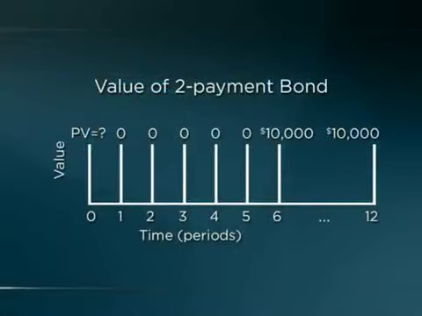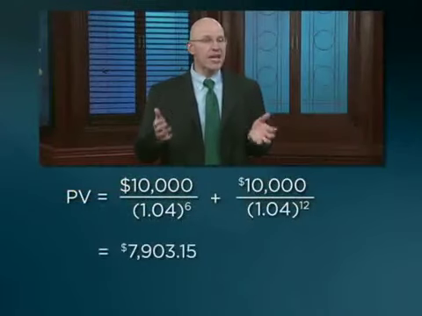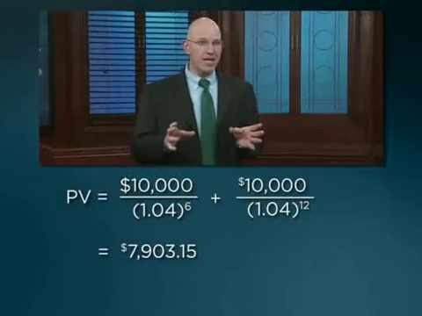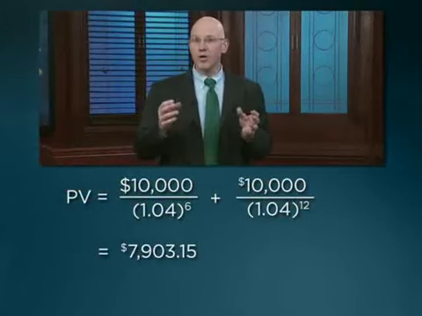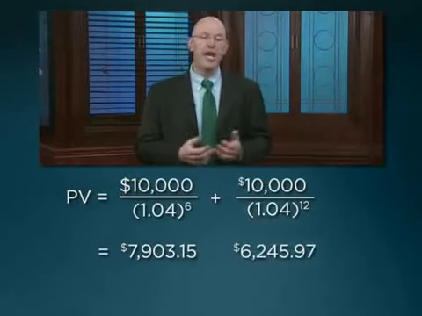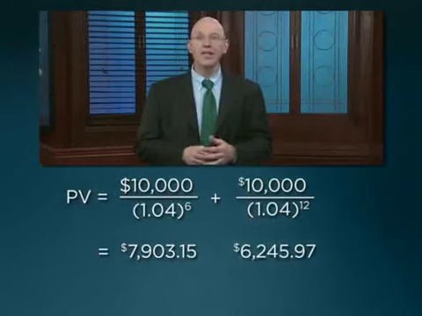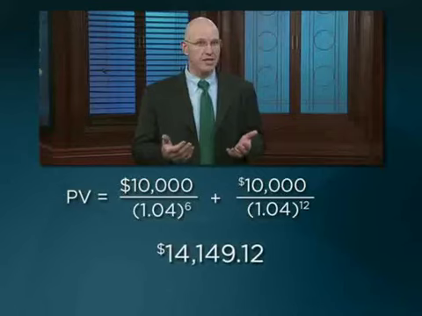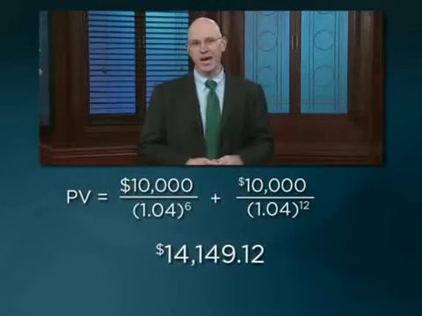Well, we can get out the timeline again and show those payments. There's a payment of $10,000 at time 6, and then a second payment of $10,000 at time 12. We know the present value of the first payment, that's $7,903.15, and the present value of the second payment then is 10,000 divided by 1.04 raised to the 12th, which gives us $6,245.97. Then the sum of these payments is $14,149.12, which is the price you should be willing to pay.